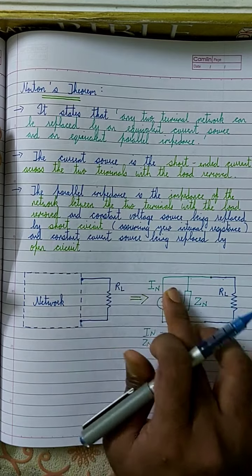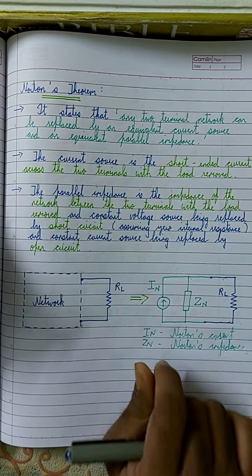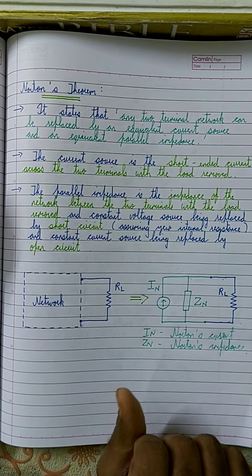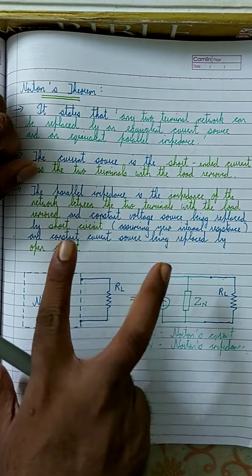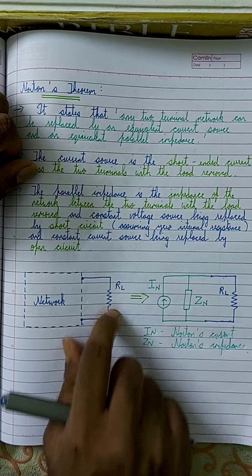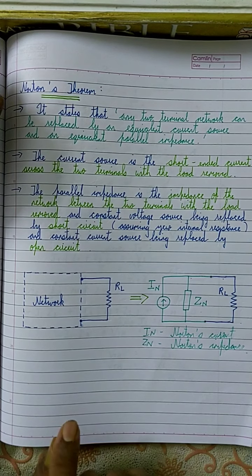That is, you remove the corresponding load and you join or short those 2 points. Just simply make a connection between them, and then the current through that branch is what you call the Norton's current.